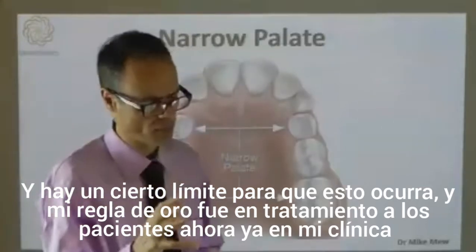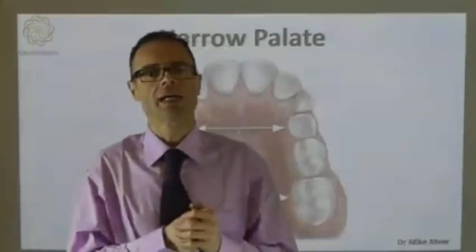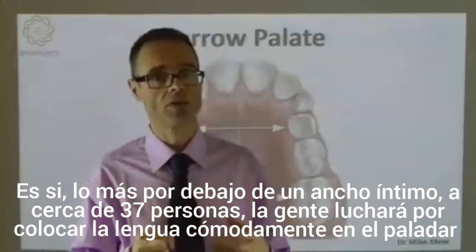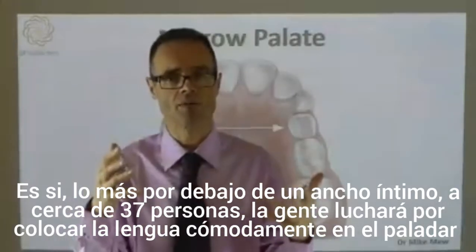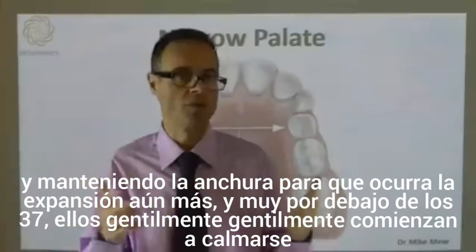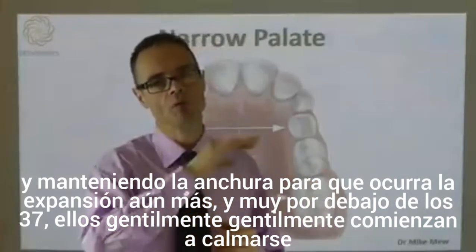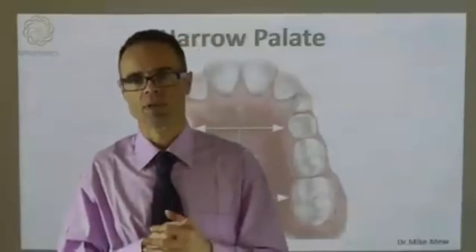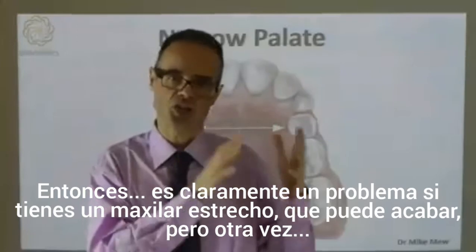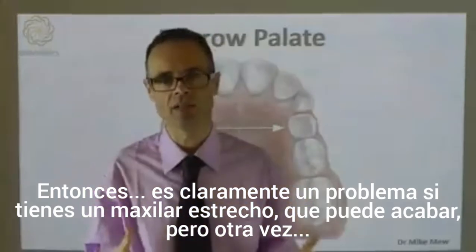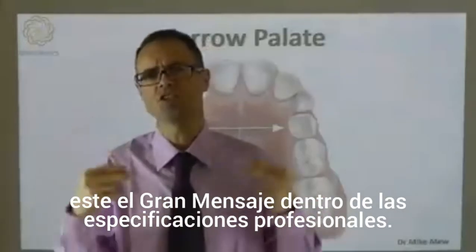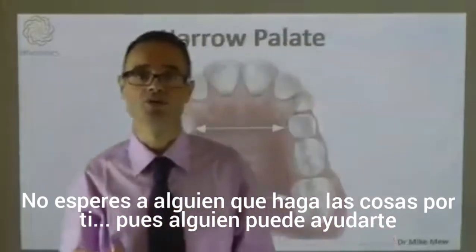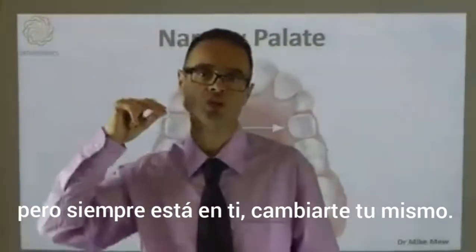My rule of thumb when I'm treating patients now in my clinic is if they're much below an intermolar width of about 37, people will struggle to place their tongue comfortably in the roof of the mouth and maintain the width, or even expand it further. And much below that magic 37, they gently start to relapse. So it's clearly an issue if you have a narrow maxilla. Things can be done, but again, and this is the big message in orthotropics, it's up to you. Don't expect someone to do this for you. Someone can help you, but it's still up to you to change yourself.